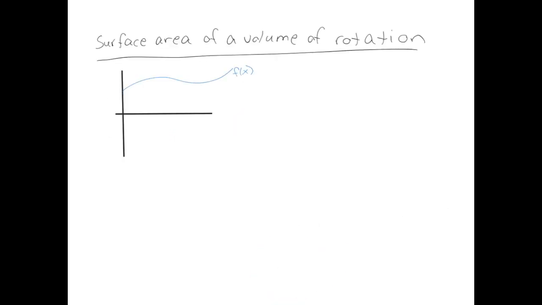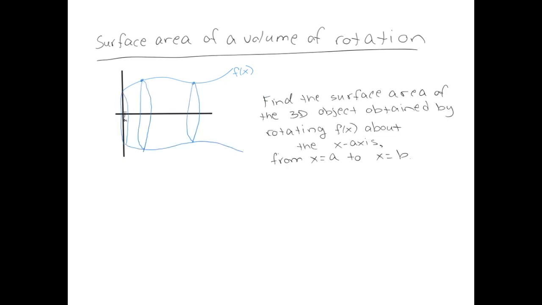Now, moving on to the second topic for this video, which is the surface area of a volume of rotation. So here's a function. What we're going to do is rotate it around the x-axis and then find the surface area of the resulting figure from, say, x equals a to x equals b. Now again, how could we possibly figure this out? We're going to employ a similar strategy to the way that we figured out many other formulas, which is to use a Riemann sum type concept.